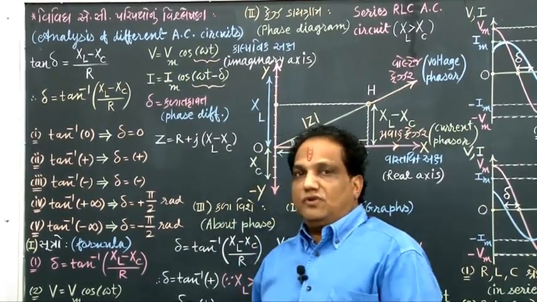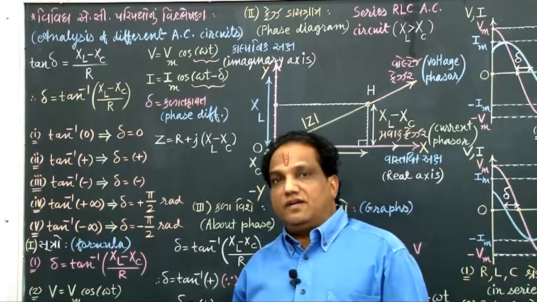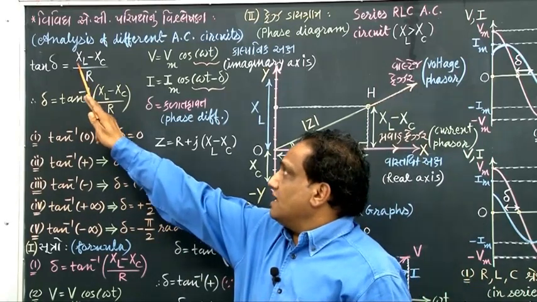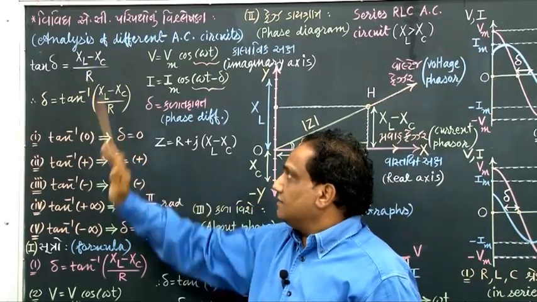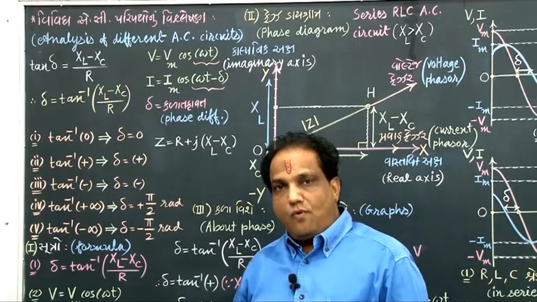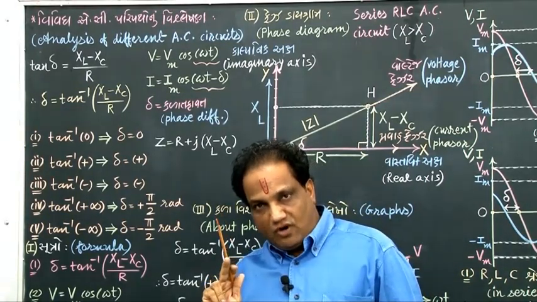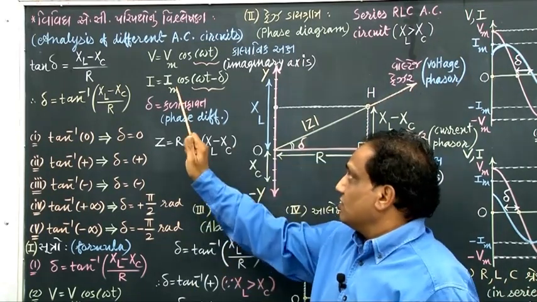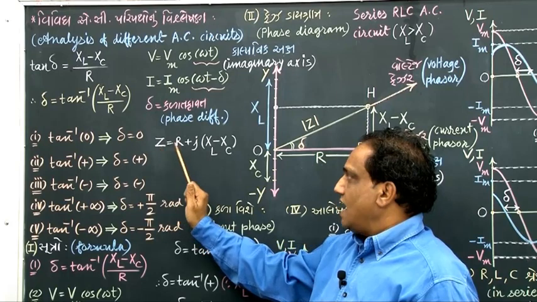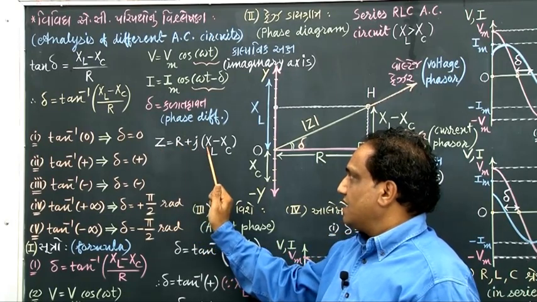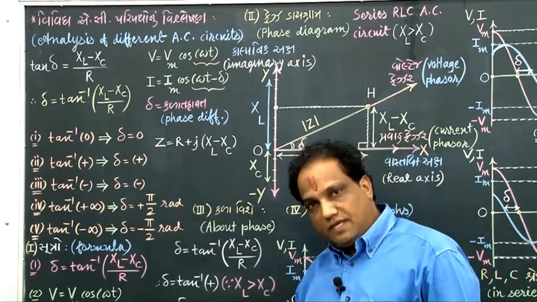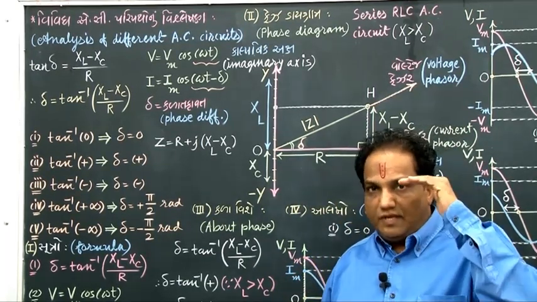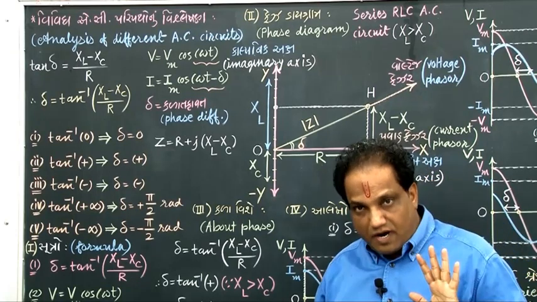My dears, first of all, recall the formula of tan delta. What was the tan delta formula? XL minus XC upon R. How? Did you derive the formula of complex impedance of an AC circuit? Yes, it was this: Z equals R plus j into (XL minus XC). And now tell me, what is the tan delta formula? It is imaginary part upon real part.